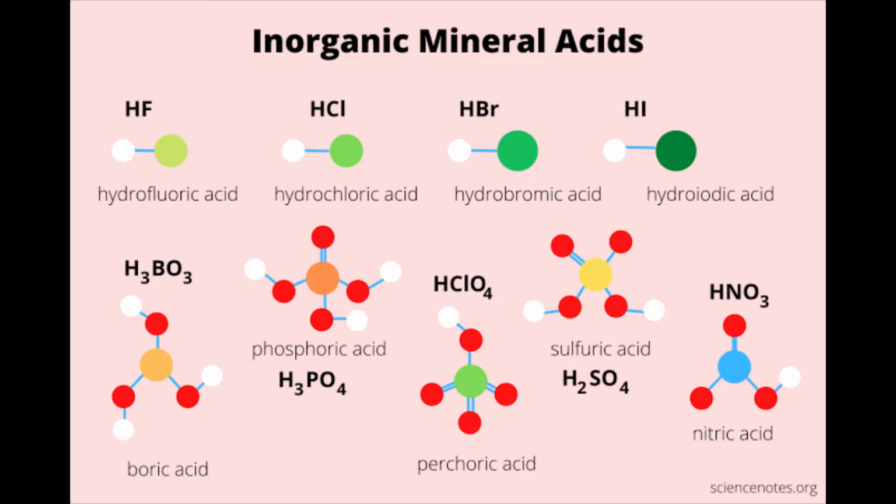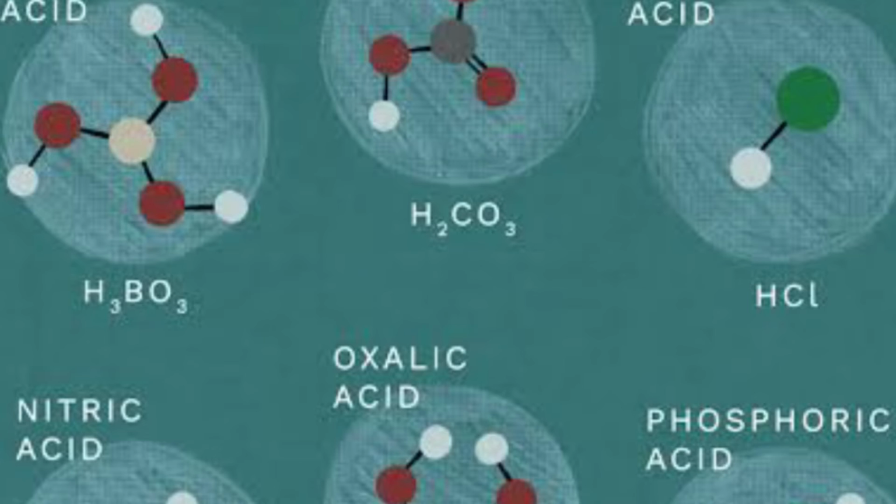Now we have the second one, which is mineral or inorganic acid. These are acids derived from minerals. They do not contain carbon. For example, we have nitric acid, that's HNO3. We have sulfuric acid, that's H2SO4. We have hydrochloric acid, that's HCl. We also have ethanoic acid, that's CH3COOH, etc. Now let's talk about the properties of acids.